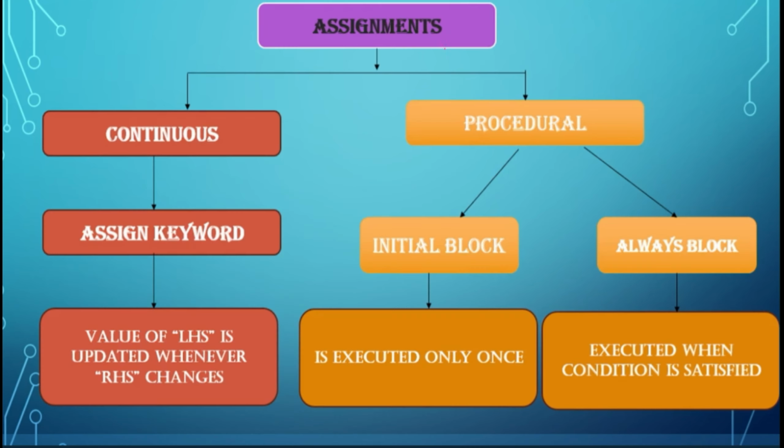Now assignments. Basically you have two types of assignments in Verilog. Assignment is nothing but assigning some value. You are assigning some value to your output, or you are assigning some logic to your output. So this is called assignment. Assignment in Verilog is categorized into two parts: one is continuous assignment and the second one is procedural assignment. I think you already learned about continuous assignment, which you learned in data flow modeling.